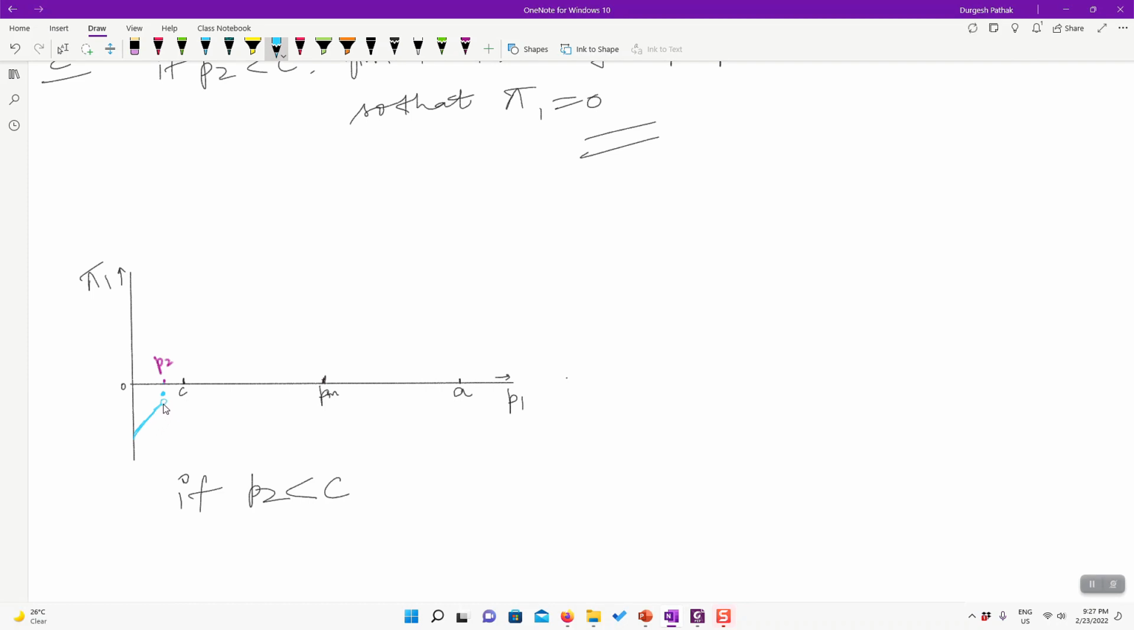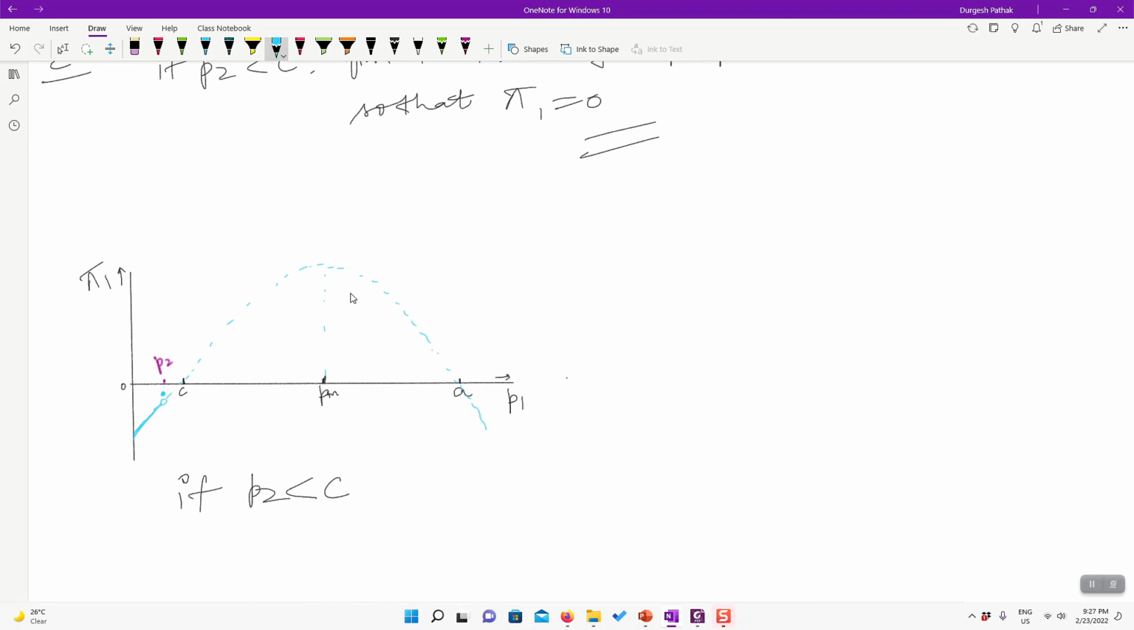This point is not included. Immediately my profit is coming to half of the losses, and beyond that I am just plotting this for the sake that this goes like this. This doesn't matter, because the firm, the moment it charges any P1 that is greater than P2, will not sell any single unit, so that portion becomes irrelevant. We are just showing what the shape of this will be.